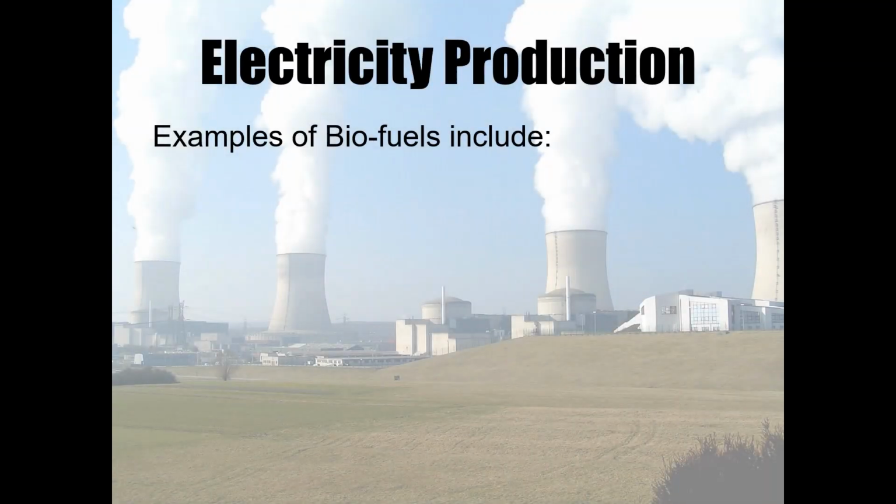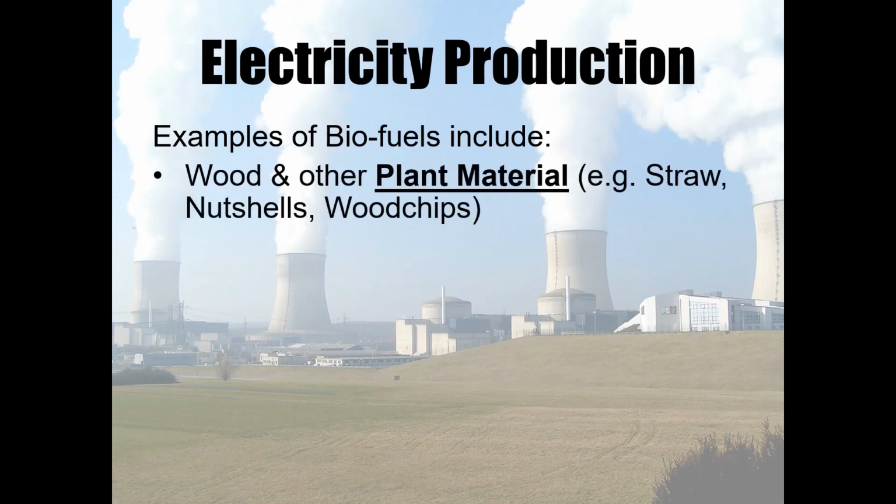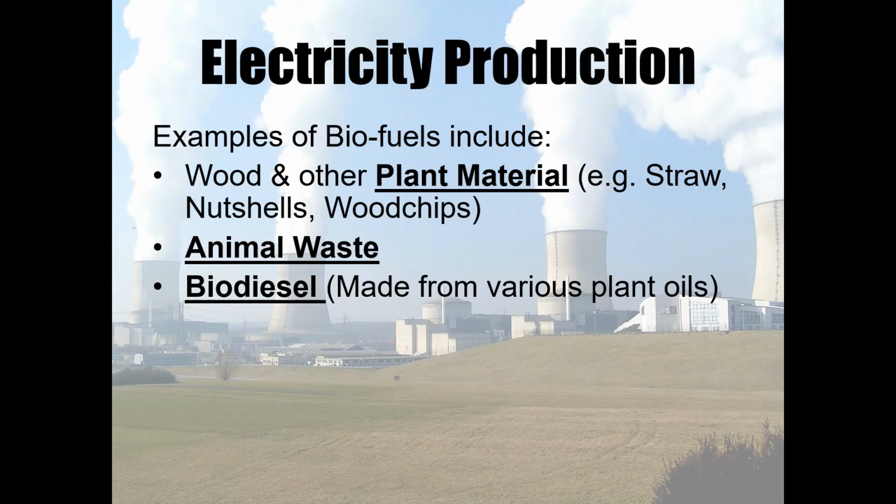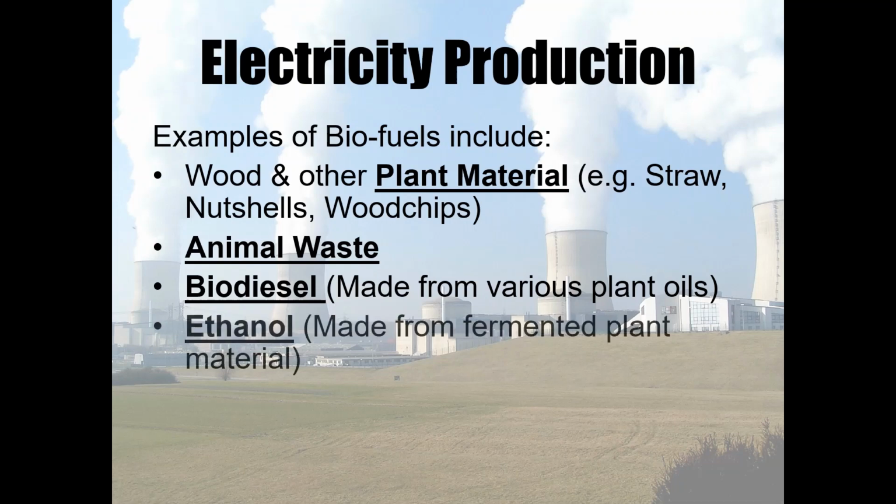So the kind of things that we're looking at are things like wood and other plant materials, so straw, nutshells, wood chips, animal waste, so literal animal feces. Some great examples of the zoos using the waste from animals to actually generate electricity by burning it. You've got things like biodiesel, so there's a lot of people that actually use cooking fat from restaurants and reprocess it to create a kind of fuel they can put in their cars. That can also be burnt to generate electricity.